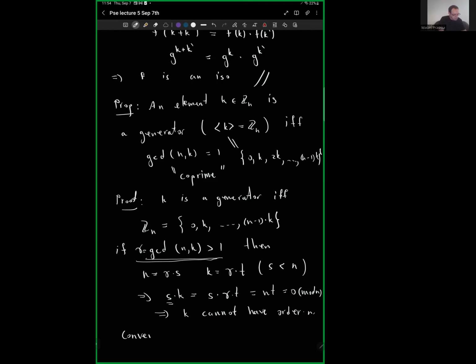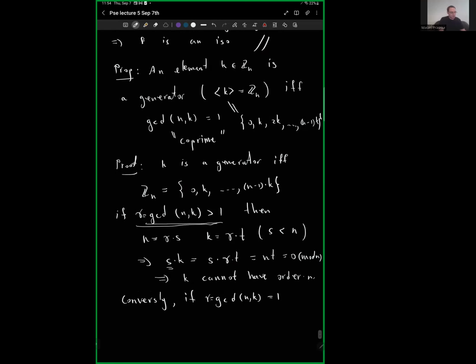Conversely, if the GCD, which we call gamma, of n and k is equal to 1, we claim that the numbers 0, k, 2k, up to (n minus 1) times k are all distinct.